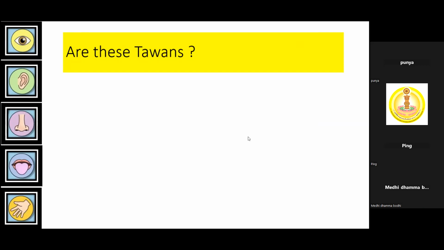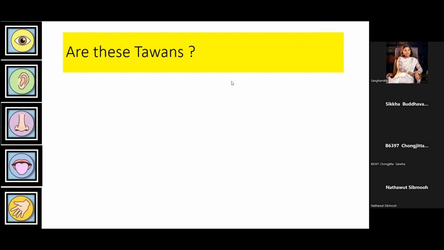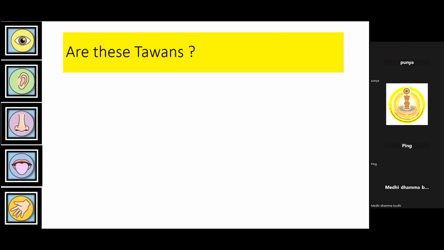So you think this is Tawan, right? If you thought that this is Tawan, then I failed here, because this is not Tawan. I told you already, everybody in this world considers that the eye is Tawan, ear is Tawan, nose is Tawan, tongue is Tawan, and hand or body is Tawan. But in fact, for the Buddha, it is not Tawan. Because Tawan means Panchadvaravajjanachitta and Manodvaravajjanachitta, which we cannot see, and we cannot imagine where it is.